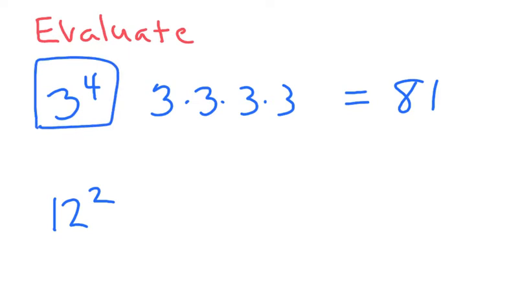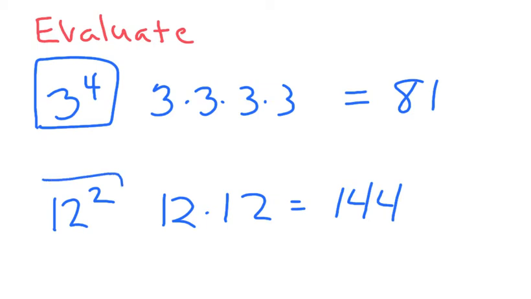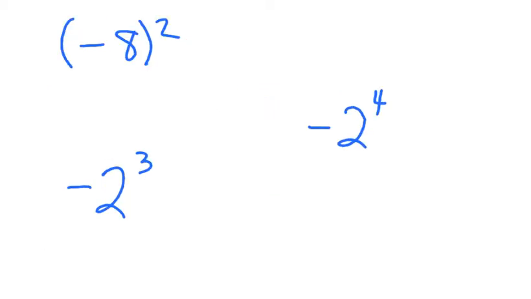Sometimes people get confused and they take 3 to the 4th and try to make the answer 12. It's not 12, it's 81. 12 to the 2nd means 12 times 12, which is 144. Not 12 times 2. Don't get confused. Exponents. Okay, let's evaluate these powers.